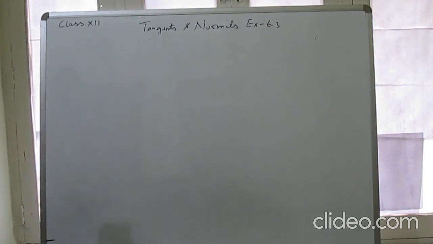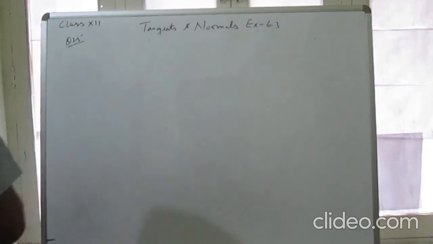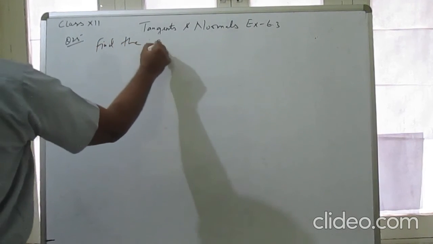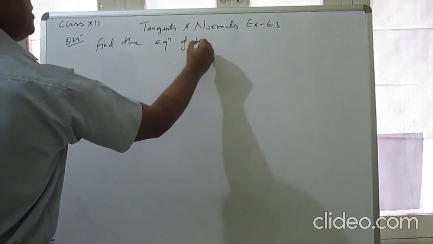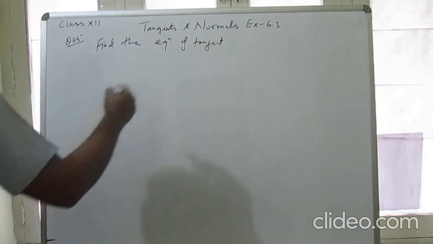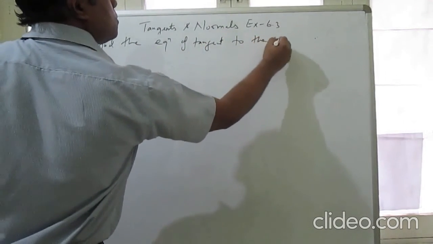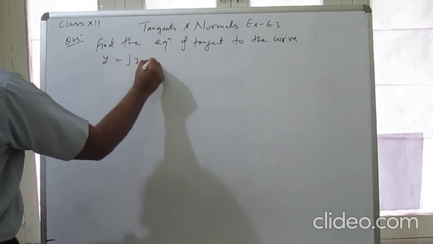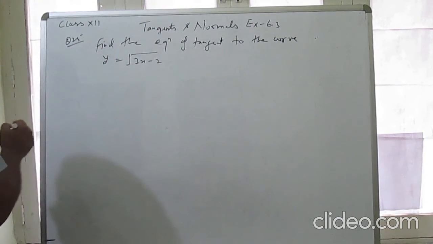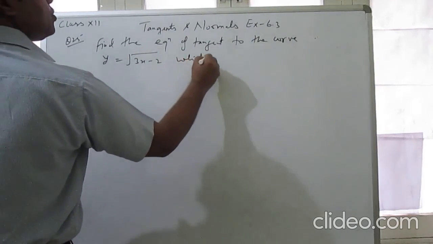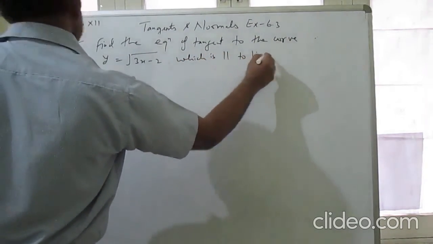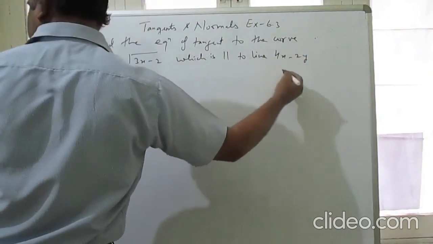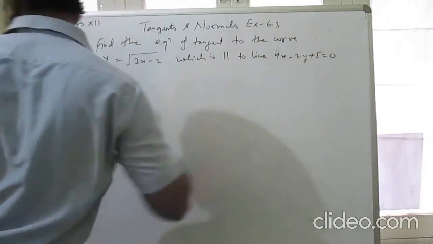Question 25. Find the equation of the tangent to the curve y is equal to under root 3x minus 2 which is parallel to the line 4x minus 2y plus 5 is equal to 0.